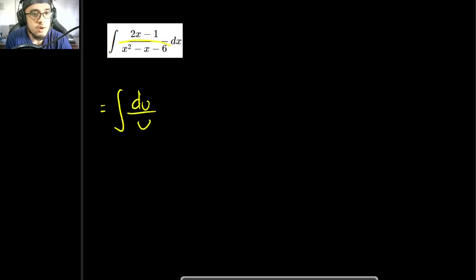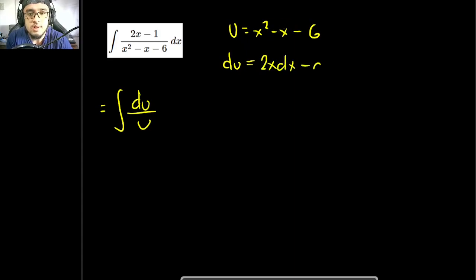If this is to be our u, so u is equal to x squared minus x minus 6, and if we are to get the derivative of this equation, this is to be equal to du. What is the derivative of this? This is to be 2x dx. What is the derivative of this? This is to be minus dx, then minus 0. Simplifying this, it becomes 2x minus 1 times dx, which is exactly this one right here.